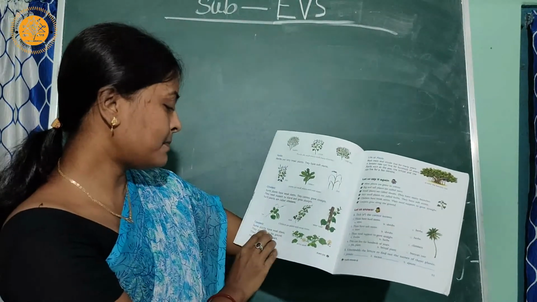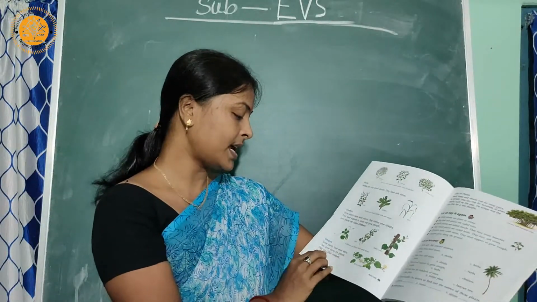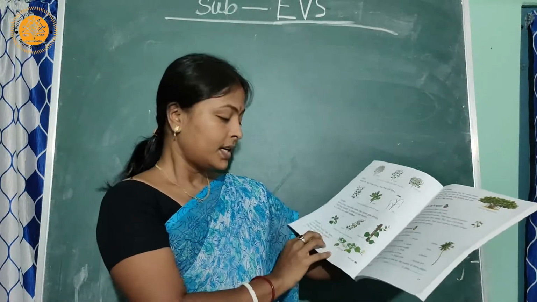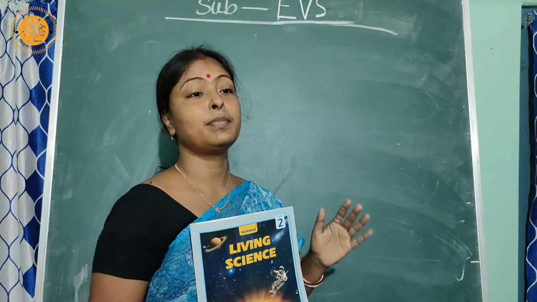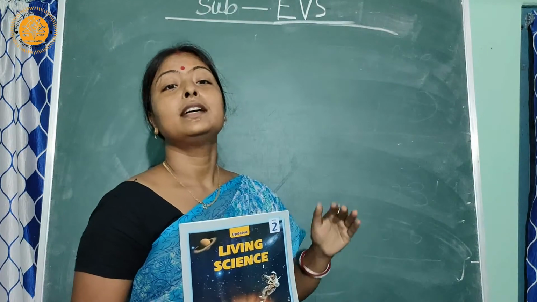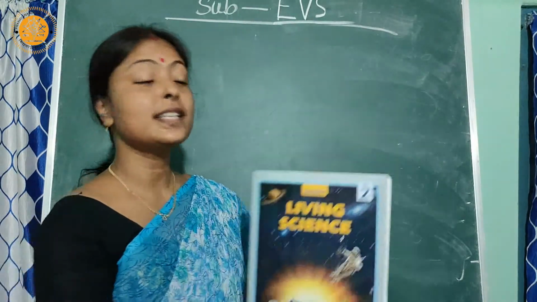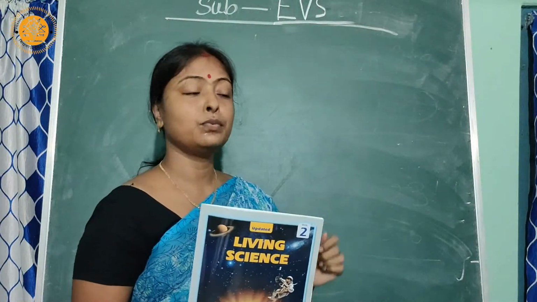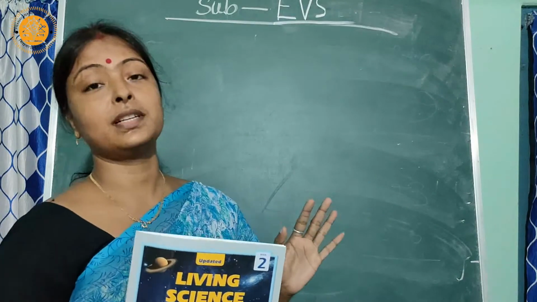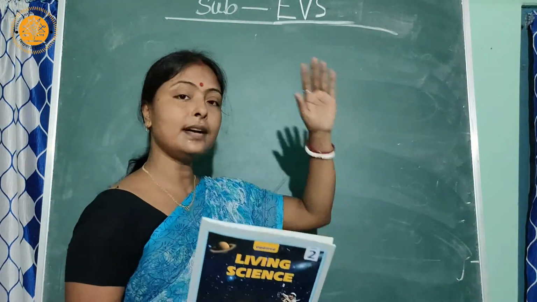Now creepers. Some plants have weak stems. They grow along the ground. They are called creepers. For example, bottle gourd. In Bengali we call it lau. Bottle gourd has a stem which needs very strong support. Without support, bottle gourd cannot grow. It grows generally in the ground, not in the upper side.